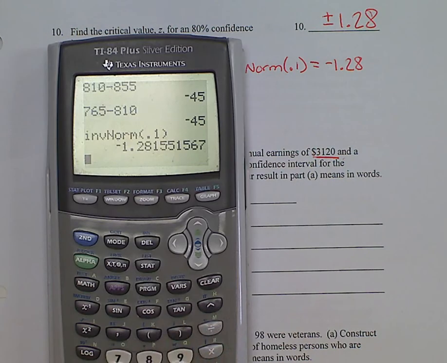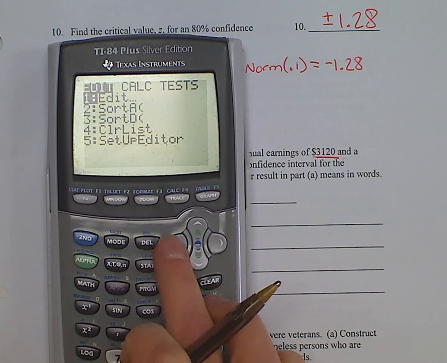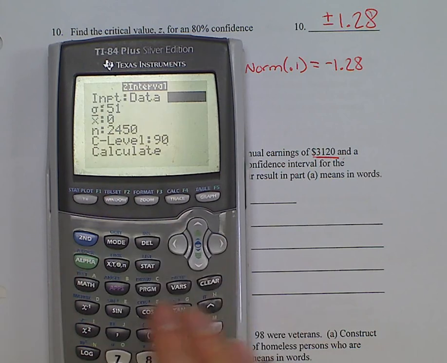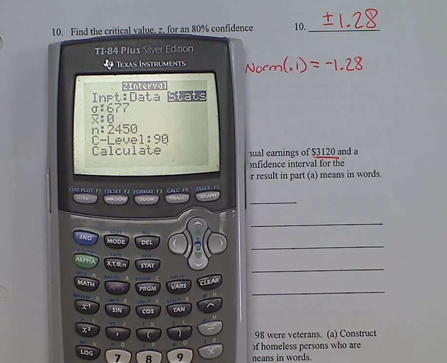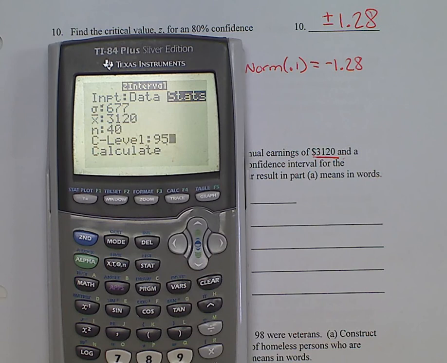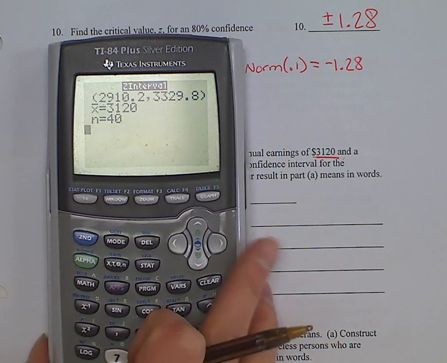So I'm going to go to stat, scroll to tests. I want z interval option 7. We have the statistics. Our standard deviation is $677. Our mean is 3,120. The sample size is 40. And the C level, or confidence interval level that we want, is 95%. So here's our interval.